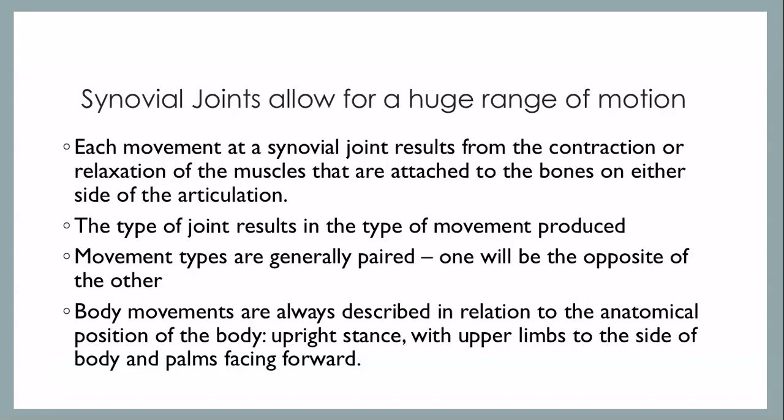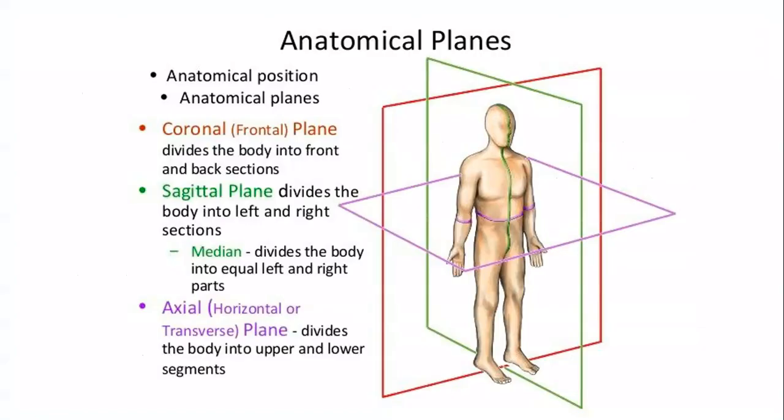If you remember from earlier on in this course, we said the anatomical position of the body is an upright stance with the upper limbs to the side of the body and palms facing forward. So just think about you standing up normally with your feet on the ground and then just twisting your arms so that your hands or the palms would be facing forward.